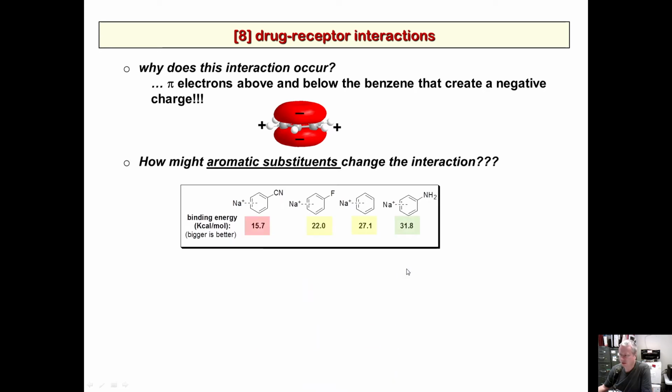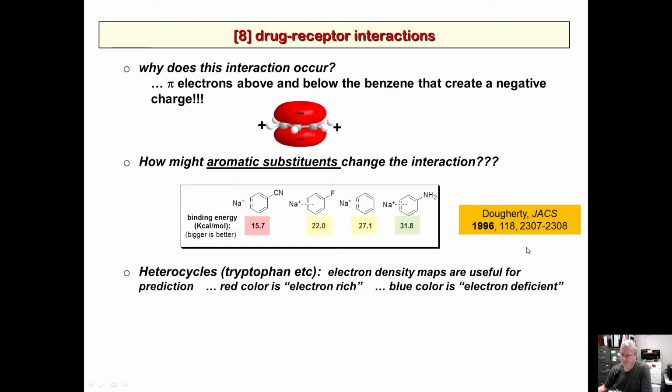So this just shows it colorimetrically. And this is one of Dougherty's papers that explored this interaction and characterized it a bit. Yeah, and as we were just mentioning, heterocycles like the indole in tryptophan also do this in addition to just benzene. And you can use these things called electron density maps. You may have seen them in organic chemistry as a way to computationally predict how much electron density is present in a benzene or aromatic.